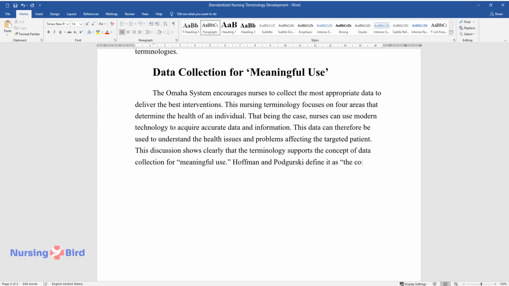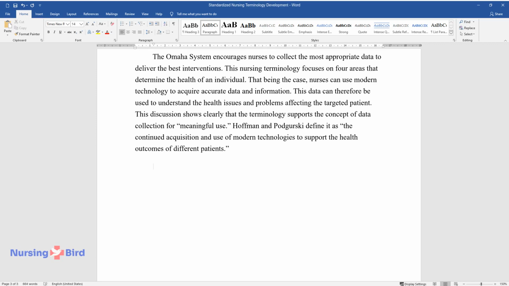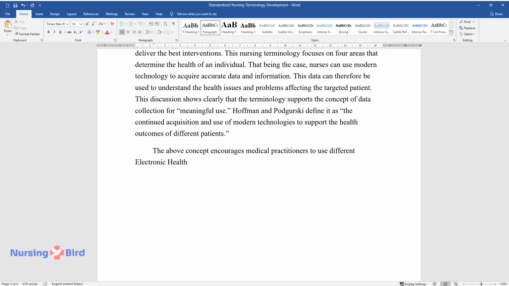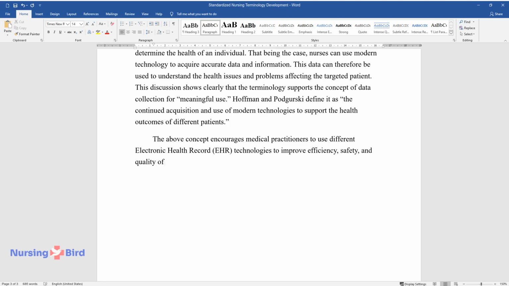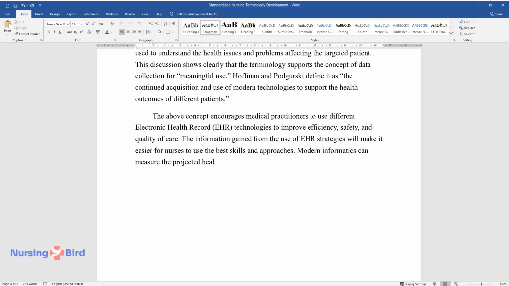Hoffman and Podgurski define it as the continued acquisition and use of modern technologies to support the health outcomes of different patients. The above concept encourages medical practitioners to use different electronic health record (EHR) technologies to improve efficiency, safety, and quality of care. The information gained from the use of EHR strategies will make it easier for nurses to use the best skills and approaches. Modern informatics can measure the projected health outcomes, thus improving the quality of care.